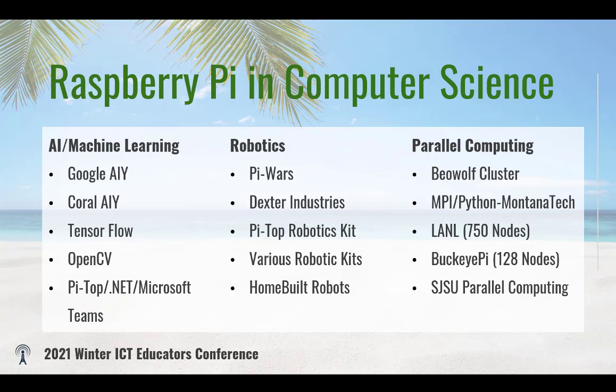And then parallel computing, right? So you've got Beowulf clusters, MPI clusters. I've given you a couple of examples there: Buckeye Pi, where Ohio State built 128 nodes, and Los Alamos National Labs built a 750 node Raspberry Pi computer. San Jose State, there's a couple articles in the links about using Raspberry Pis as inexpensive parallel computing components.